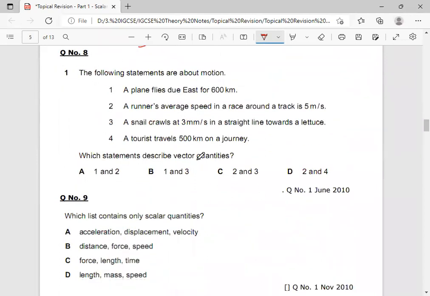The following statements are about motion. A plane flies due east. So east means direction. Speed, scalar. Straight line, direction. Travels a journey, it's scalar, you might say. So which statements describe vector quantities? Direction 1, straight line direction 3. So option B is the correct answer.